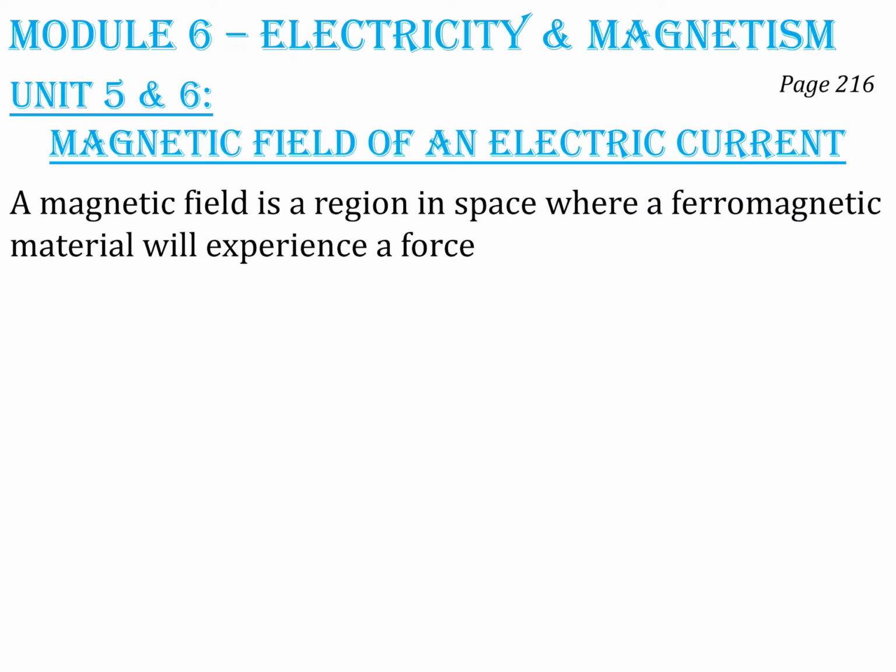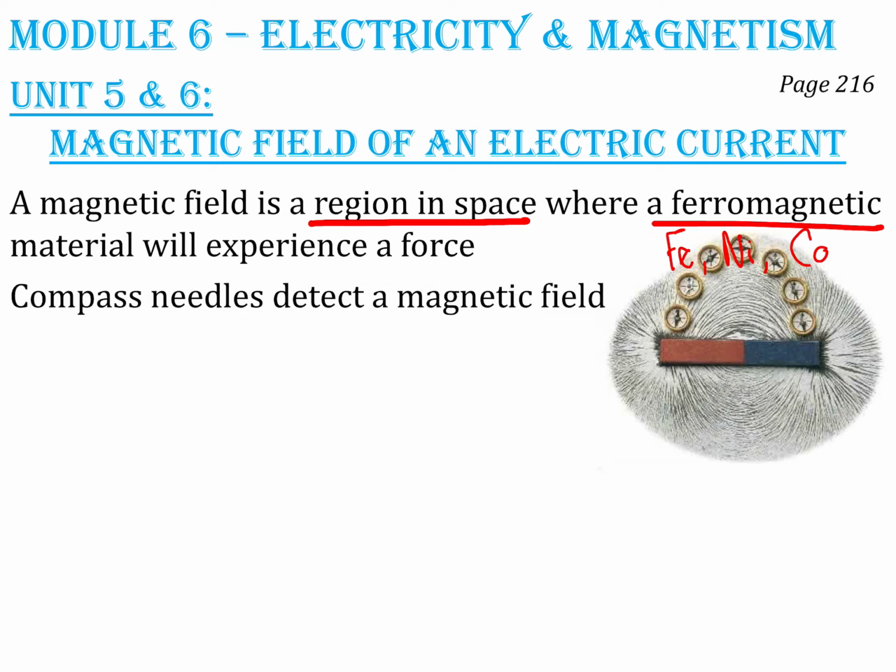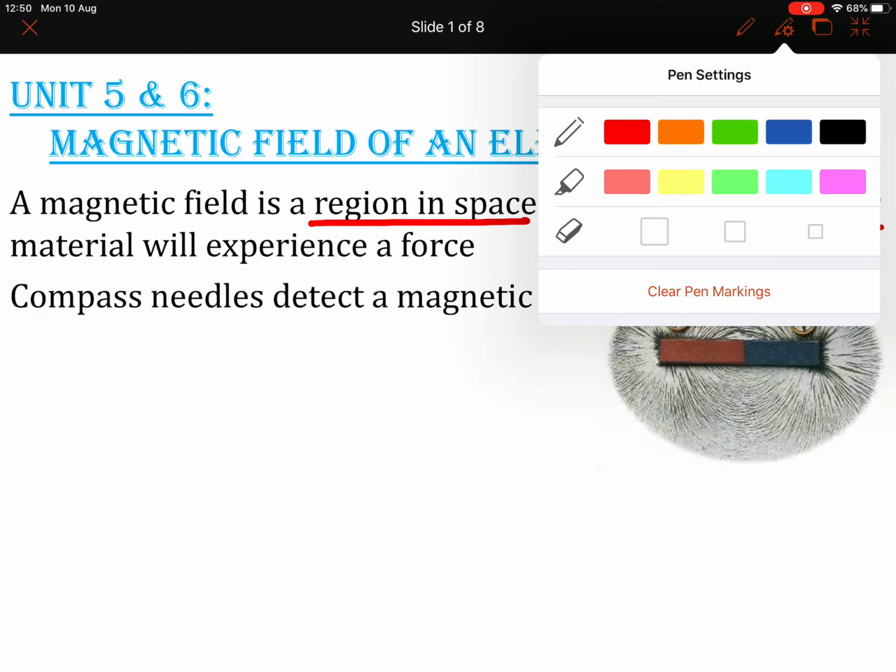So, remember, and you've learnt this definition, that a magnetic field is a region in space where a ferromagnetic material will experience a force. A ferromagnetic material has to contain iron, nickel, or cobalt. One or more of those metals as an alloy is also fine. Now remember, let's just get rid of what I put there so that you can see the picture.